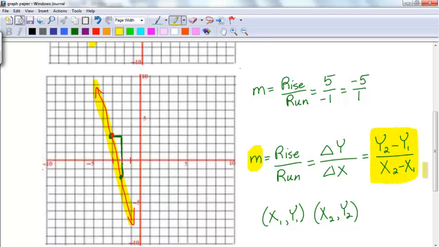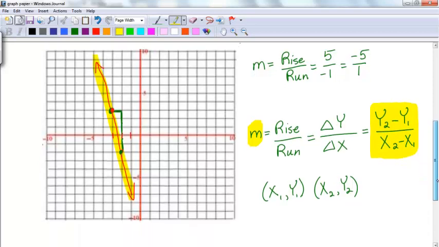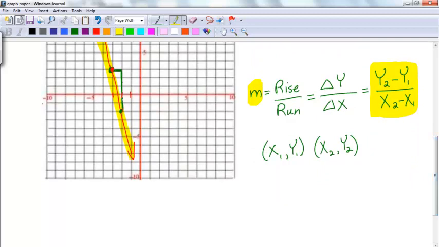Okay. So, I don't know if we've done slope in here yet or not. I don't think so. We did the midpoint formula where we added them and divided by 2. We also did the distance formula, where you subtract them.